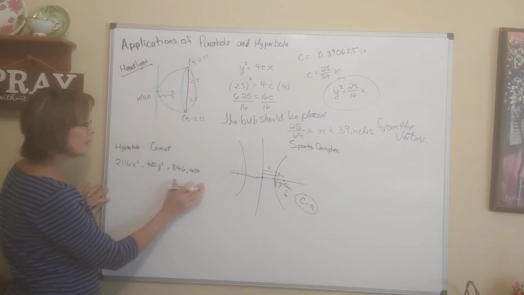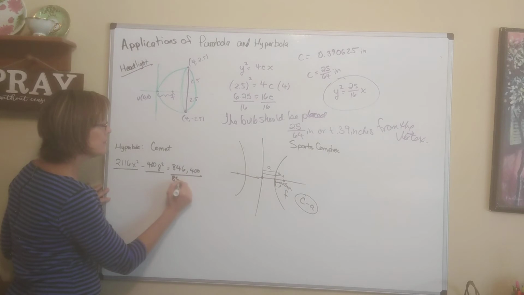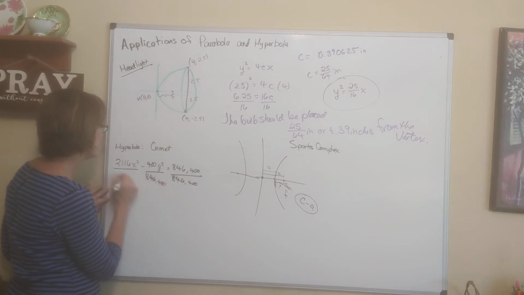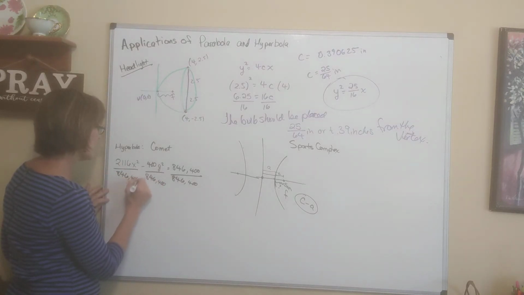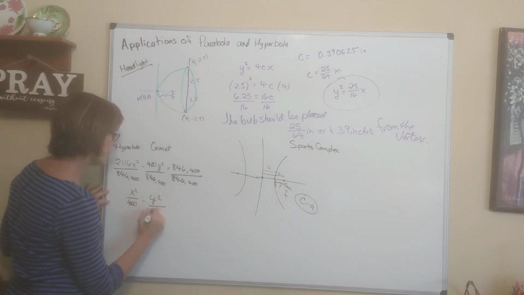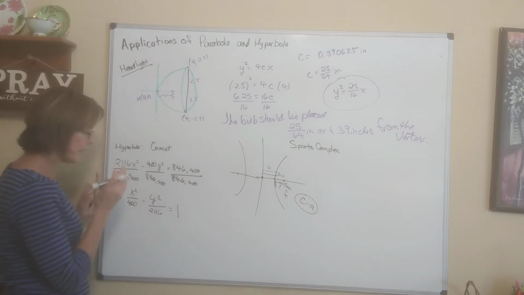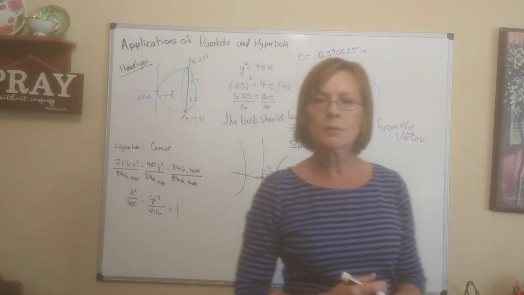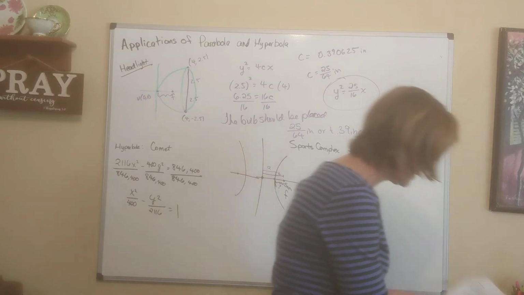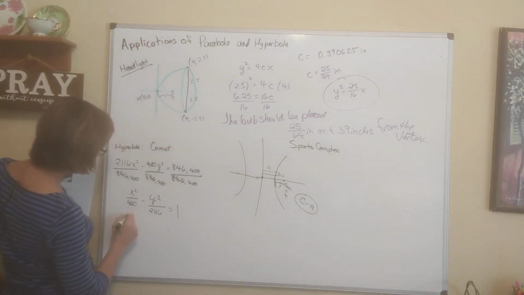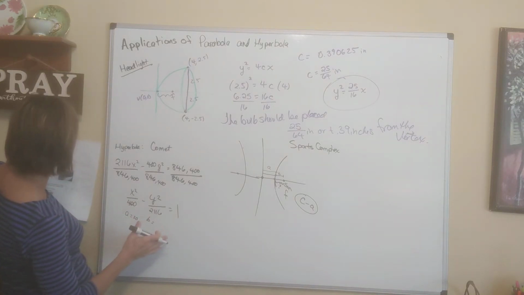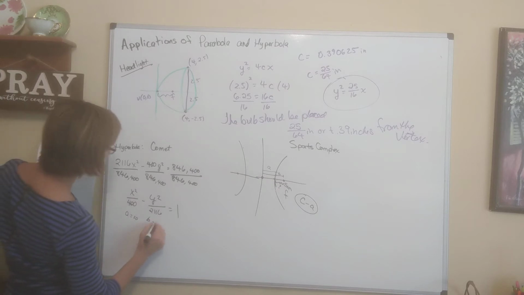Let's get this in standard form by dividing both sides of this by 846,400. So this turns into x squared over 400 minus y squared over 2116 is equal to 1. Now this looks a lot more like a hyperbola that we're used to seeing. So we can figure out what a is in this instance and what b is. a is equal to the square root of this. a is 20. b is the square root of this, and so b is going to be 46.